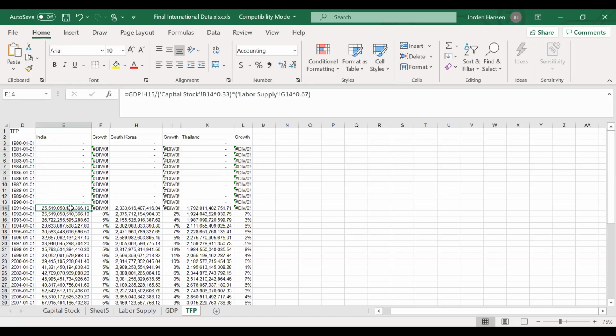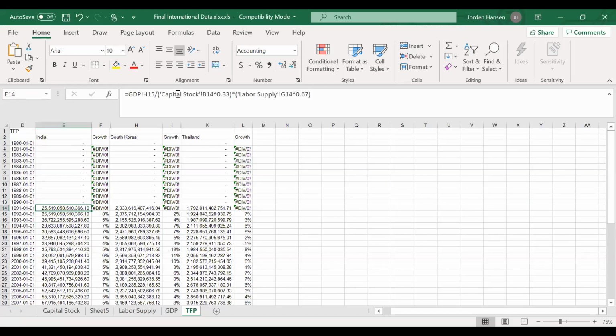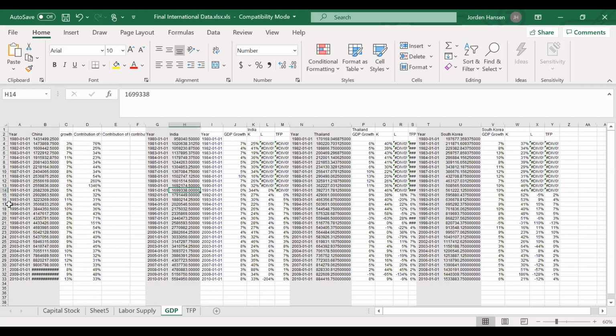Okay, so E is GDP, which is on this sheet for each year, and then I divide it by capital stock raised to the 0.33 and then labor supply. What is the symbol right after GDP? That's just referencing the cell. Oh, I see. Since we started in 1990, down here, you can't see it.